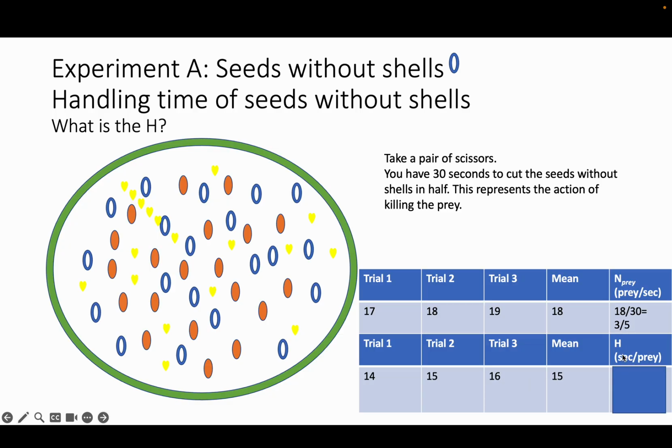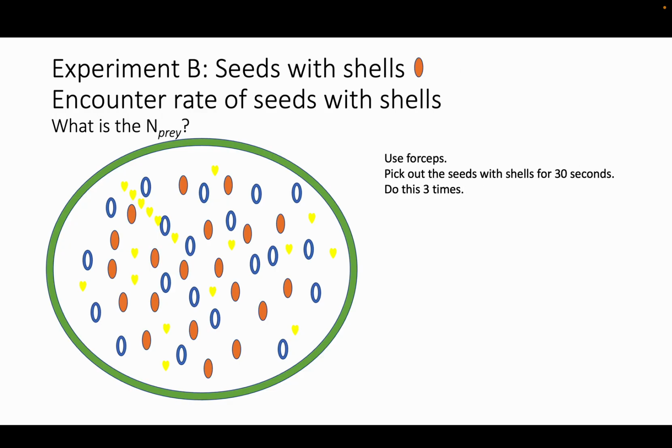And for the handling time, it's now going to be seconds divided by prey. So it's going to be 30 seconds divided by 15, and this reduces down to 2. So what this translates to is that for every 2 seconds, we were able to kill one prey. Now remember, these are the prey items that are easy to kill. We're going to move into experiment B now.